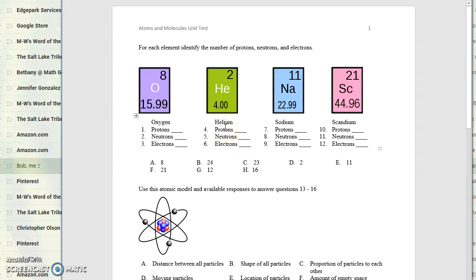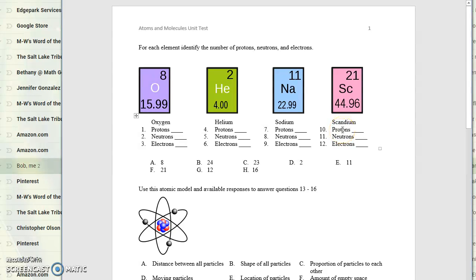Number 4, the number of protons. Number 5, the number of neutrons. Number 6, the number of electrons for helium. Number 7, the number of protons. Number 8, the number of neutrons. Number 9, the number of electrons for sodium.